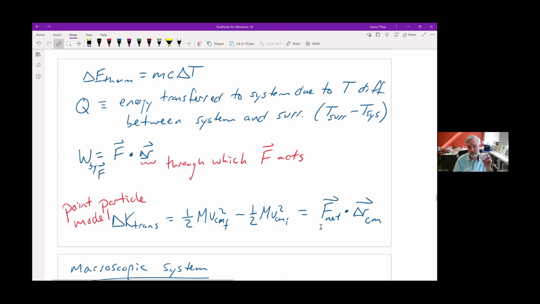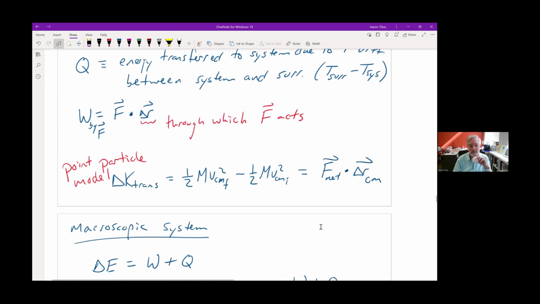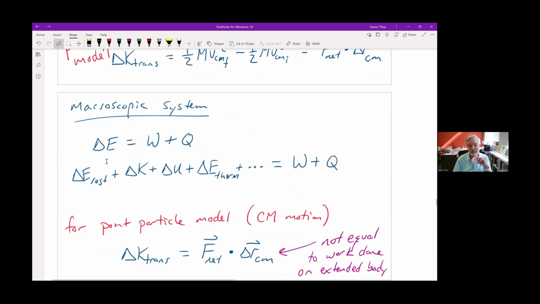So that's an important factor for those kinds of systems. When you're dealing with a macroscopic system, you now have a change in thermal energy related to the system changing temperature. You can have other kinds of internal energy, and then you have W and Q. So now this is an integration of thermodynamics and mechanics, but the energy principle is the same. The only difference in thermodynamics and mechanics is the system. But the energy principle never changes.